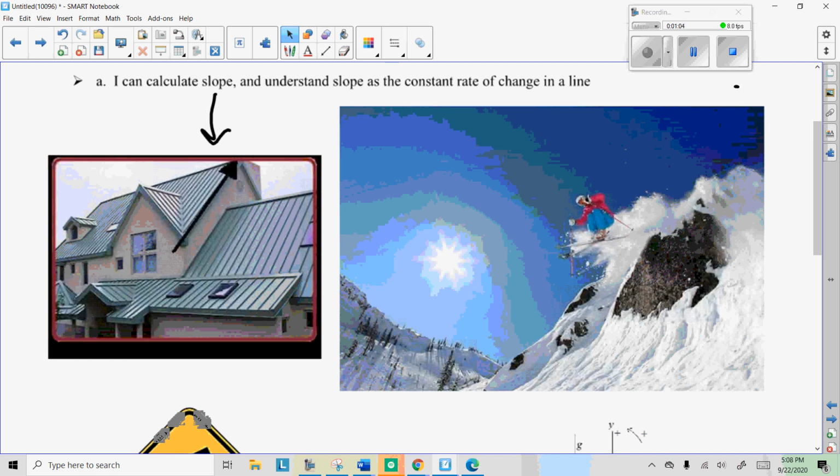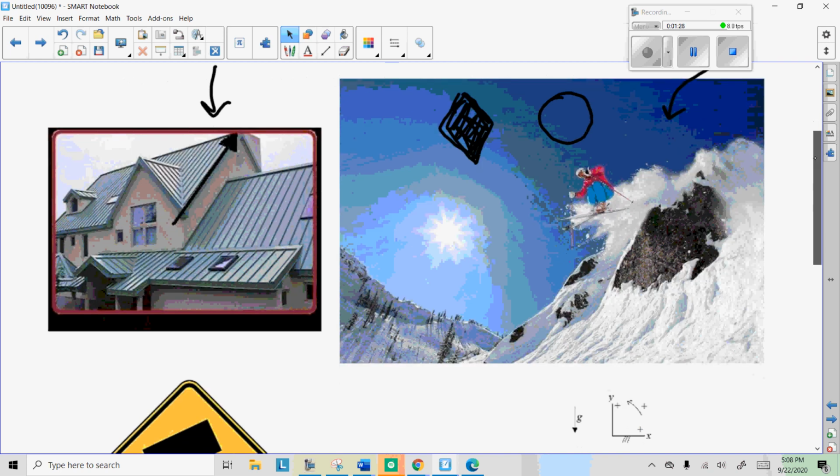When you've been skiing, you have talked about the slope, the ski slope, and some slopes are steeper than others. You may have seen this black diamond or a double diamond, and that represents a steeper slope, where a circle represents a really easy one, and so on. And those are some ways to describe the slope.